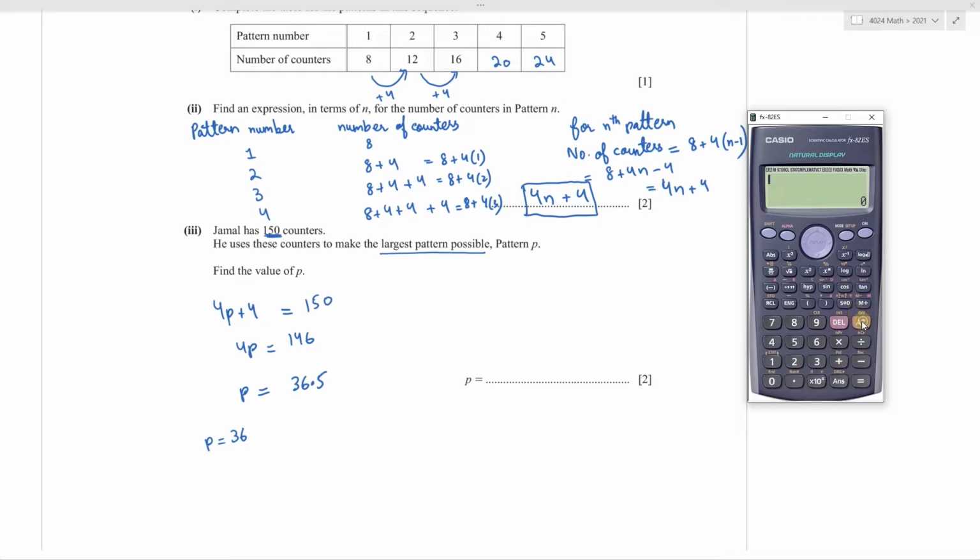So you cannot make the 37th pattern. If I substitute 37 here, I will need more than 150 counters. So 37 times 4 and then plus 4, I need 152 counters if I want to make pattern number 37. So the largest possible pattern that can be made from 150 counters is pattern number 36, which uses 148 counters, and you are left with 2 counters out of the 150 which are not used. So your value of P, which is the largest pattern possible, is 36.